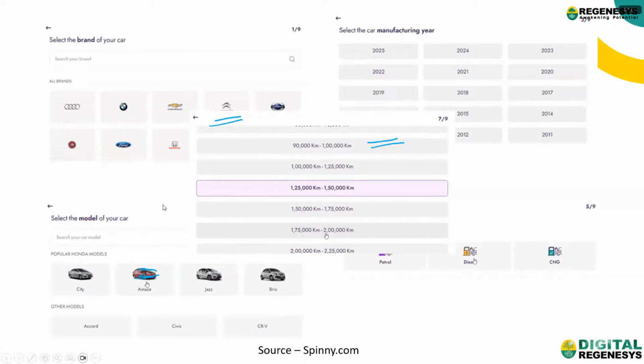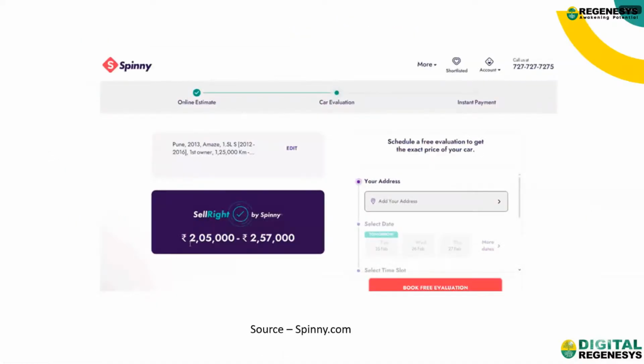Once this data is fed to the system, it will predict a price for your car. As you can see in this case, it is showing me that the cost is around 200 to 257,000 rupees. Now, what is the advantage of this system and how are these predictions made? Well, behind this prediction is data science. Spinny already has data of hundreds of thousands of cars which they have sold or bought on their platform.